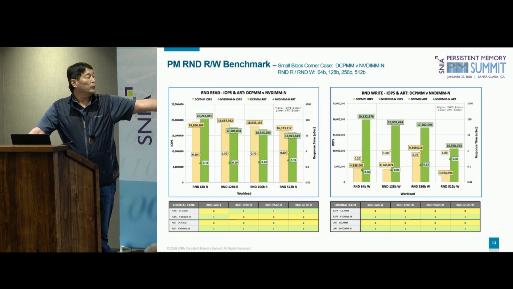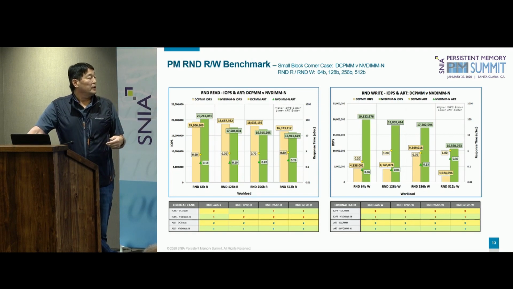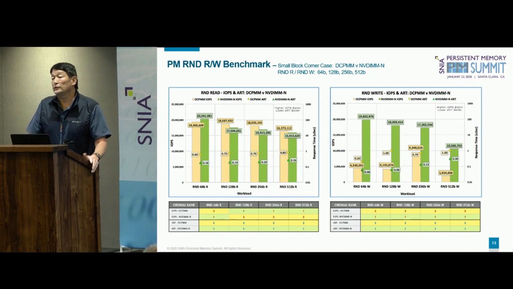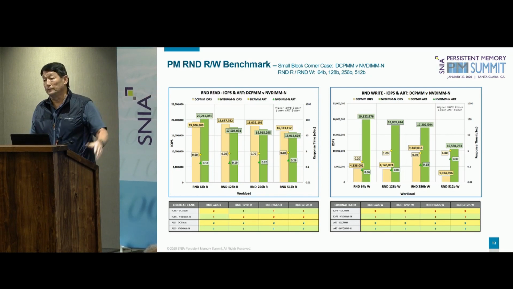So when you look at those bottom ordinal ranking boxes on the right-hand side, the very bottom line says 1111. Average response time for NVDIMM-Ns is faster for all block sizes. For IOPS, it's first. Very simple one. On the left-hand side, it's 1111 in response time, but 1222 in IOPS. So again, the response times are consistent, but the I/O rate can be up or down. And in this case, they're not significantly different.